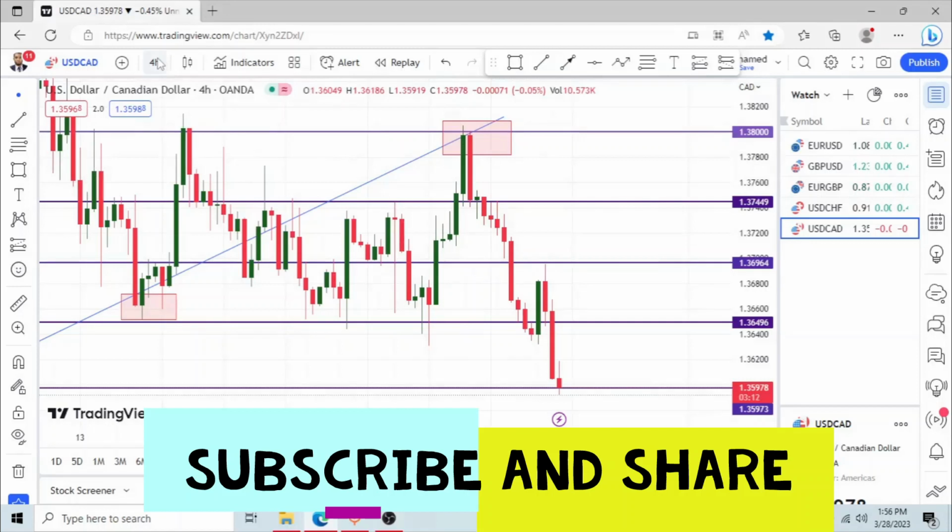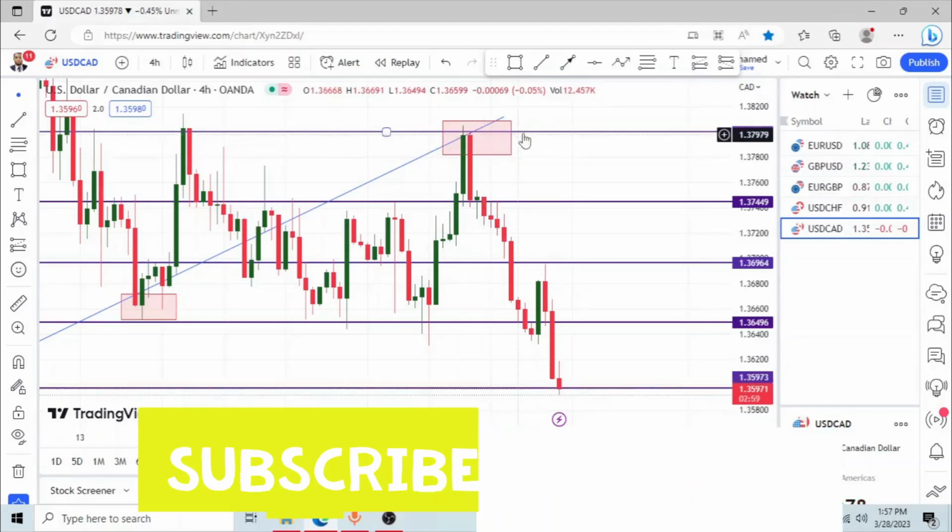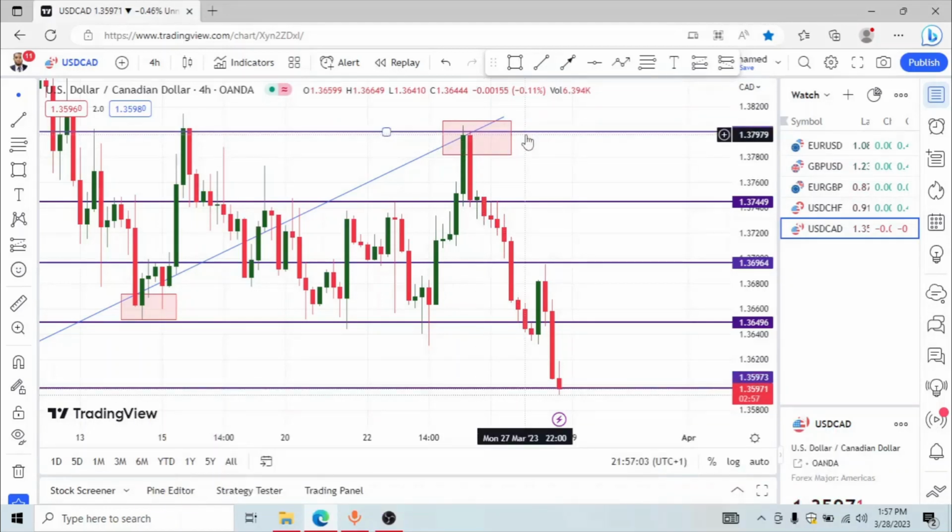Now you look at the 4 hours time frame. I told you we are going to do our analysis on the 4 hours time frame and take our trade on the 1 hour. Do you understand? Analysis on 4 hours, taking the trade on 1 hour. Now look at this number 1. This is a very good example of number 1.